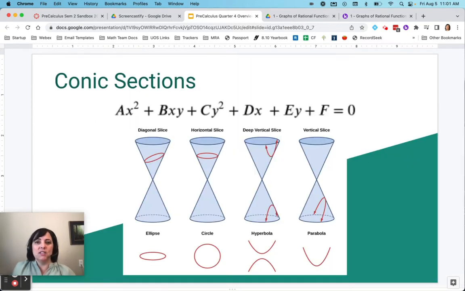This is the general form of a conic section right here. Ax squared plus bxy plus cy squared plus dx plus ey plus f equals 0. So if we have all of this thing, we're going to have a conic section.